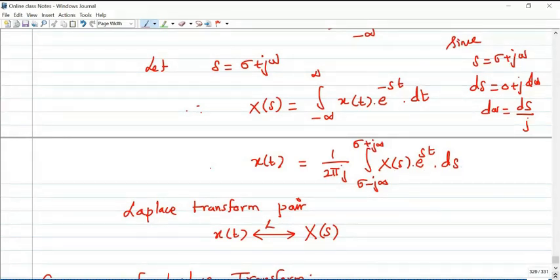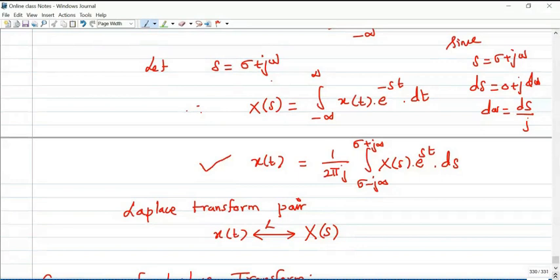Anyway, we are not going to use this formula to find the inverse Laplace transform. We will be using the partial fraction method only. As we did in the Fourier transform, similarly we'll apply the partial fraction method, and with the help of basic formulas of Laplace transform, we're going to calculate the inverse Laplace transform for the given X of s.